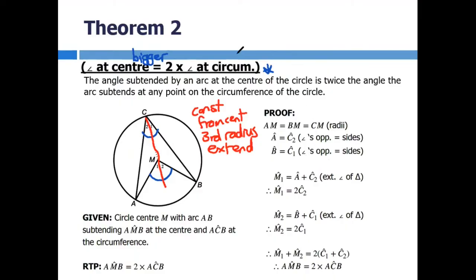Okay, once you've done that, what you're going to use is the exterior angle of a triangle. That's basically what you're going to be using. And once you know your method and your construction, you should be able to prove it because it's just all your normal geometry. Okay, so that's the proof.